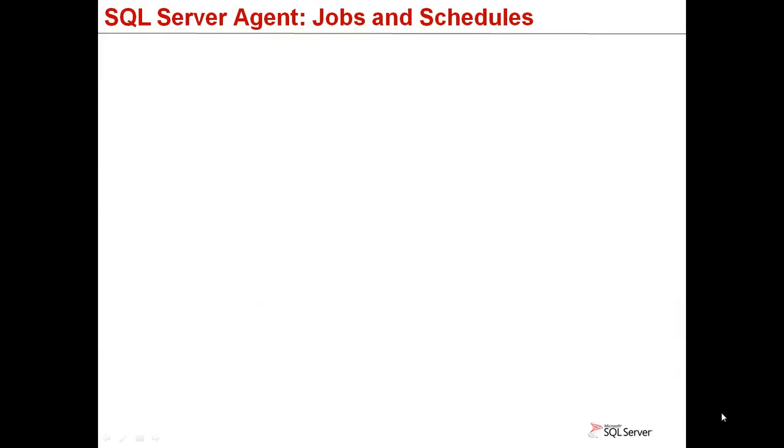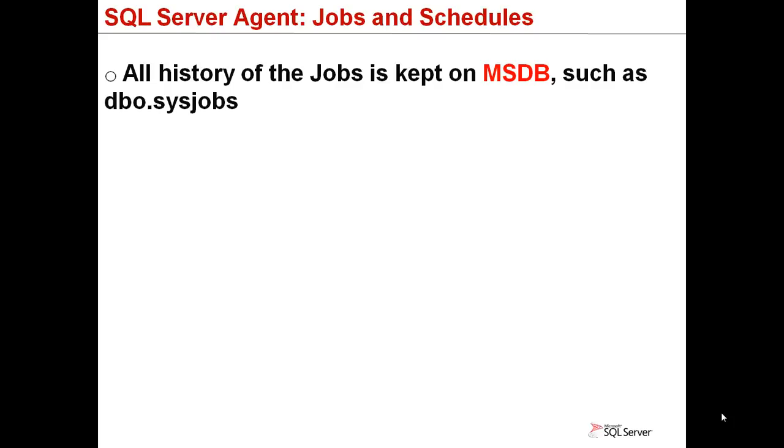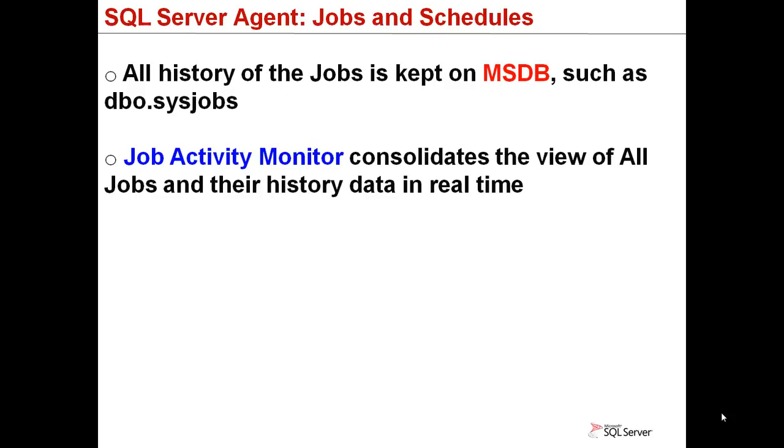Remember module 4 when we reviewed the purpose of the system databases. So here is again the MSDB. It saves all jobs metadata such as dbo.sysjobs. The database administrator can also monitor the job's execution in real time using the SQL Server Agent Monitor, or of course using Transact-SQL commands like DMVs, which we reviewed in module 3.